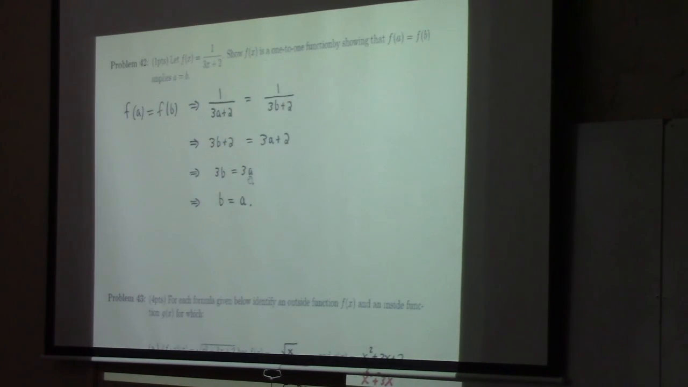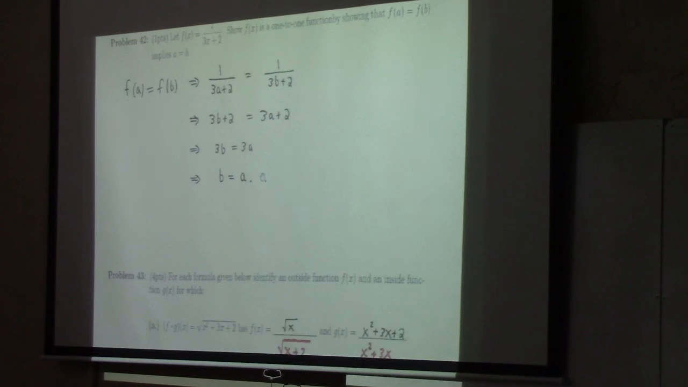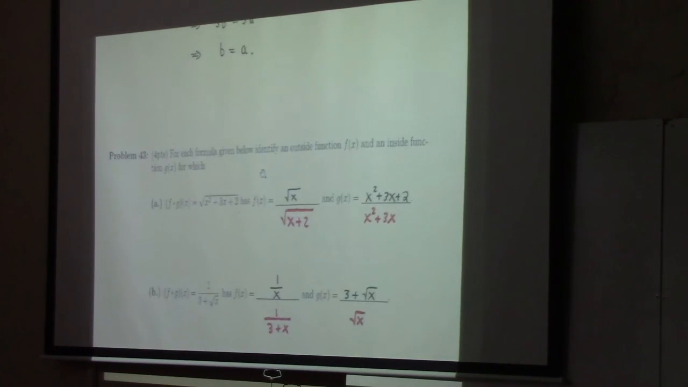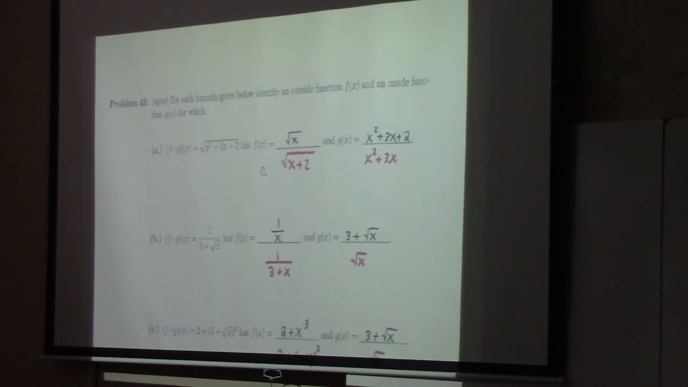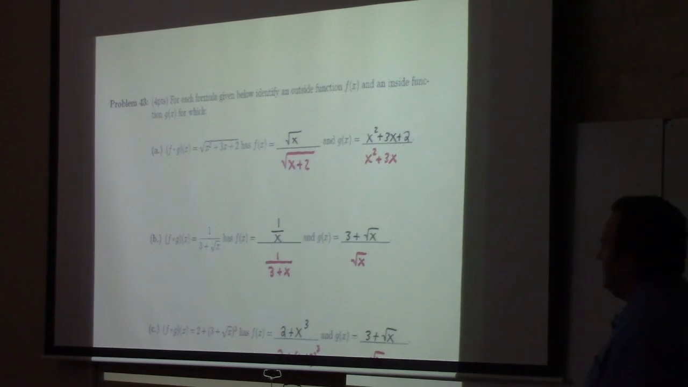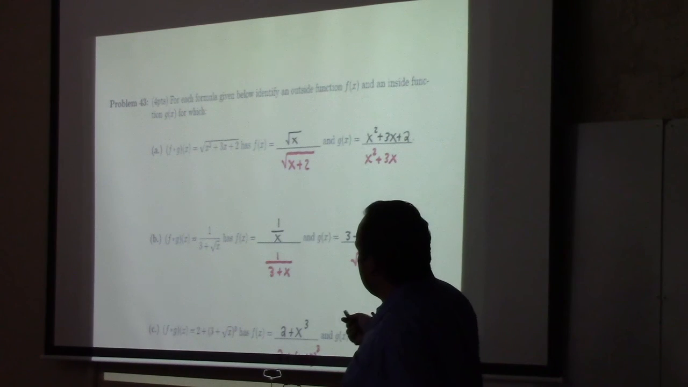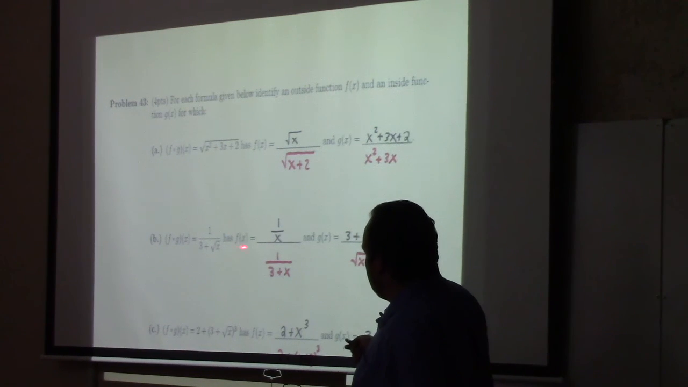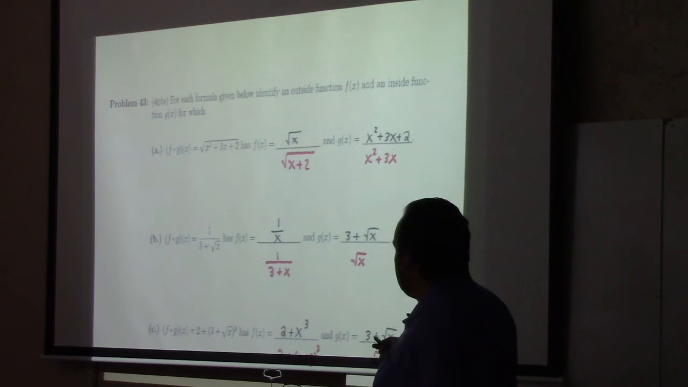And here's the algebra for 42. There's lots of different ways to go here for the composition. Like which is the inside function? I said outside function square root of x, inside function x squared plus 3x plus 2. That's one way to look at it. This one I could look at the outside function is the reciprocal function. The inside function is 3 plus root x.